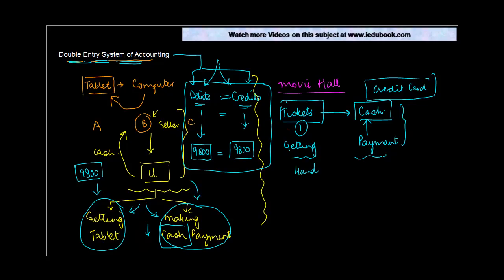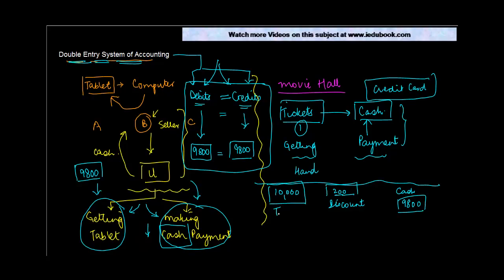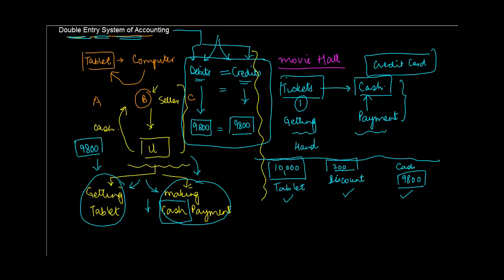If in a situation there are more than two accounts, let's say for example, this tablet was priced at rupees 10,000, and you get a discount of 200, and you pay cash rupees 9,800. Now in this case, instead of two, there are three accounts which are involved. One is the asset involved, second is the discount that you get, and third is the cash. Now there are two ways to account for this.